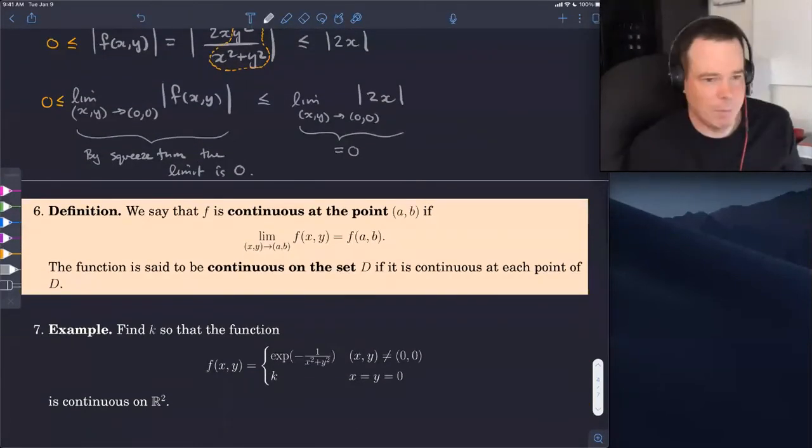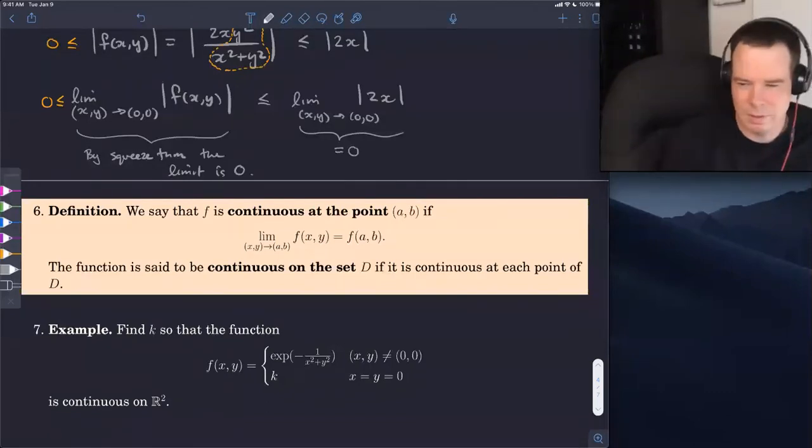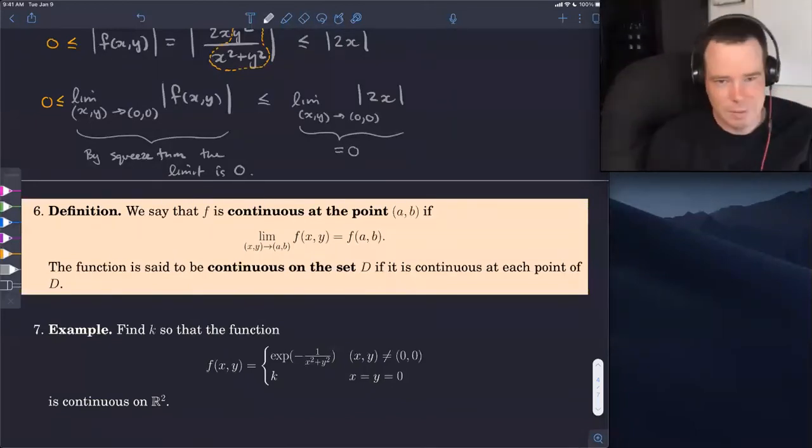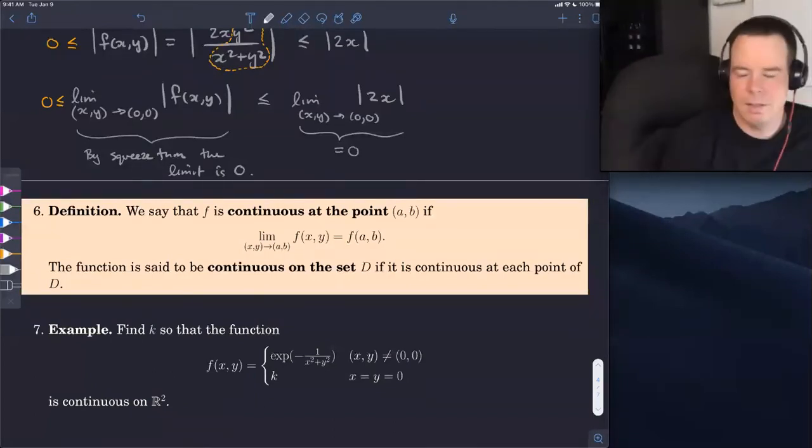All right, so we get the same kind of ideas that we had in calculus 1. We say that a function is continuous at a point if the limiting value of the function is equal to the value of the function at that point. So the limit as (x,y) goes to (a,b) of the function is equal to f(a,b). That's what it means to be continuous. The limit is equal to the value of the function. The function is said to be continuous on a set if it's continuous at each point on the domain.